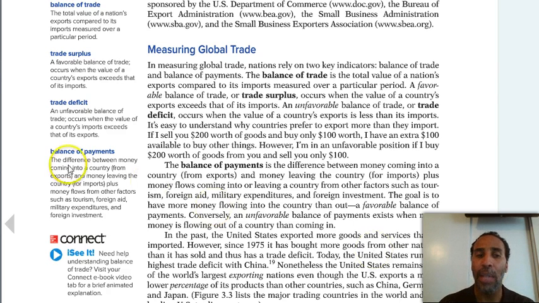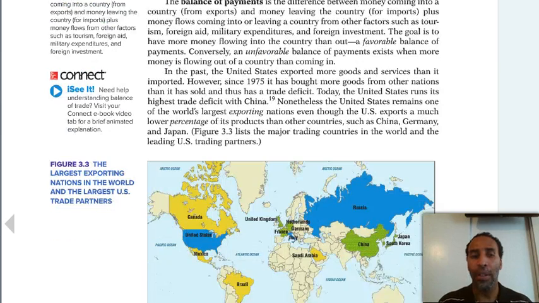Along those same lines, balance of payments is the difference between money coming into a country from exports and money leaving the country from imports, plus money flows from other factors such as tourism, foreign aid, military expenditures, foreign investment, things of that nature. Right.